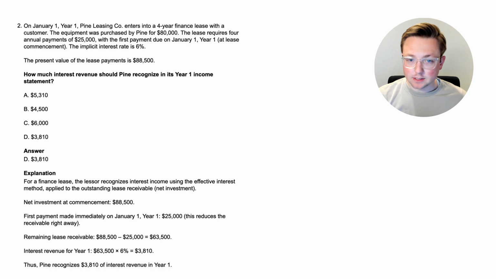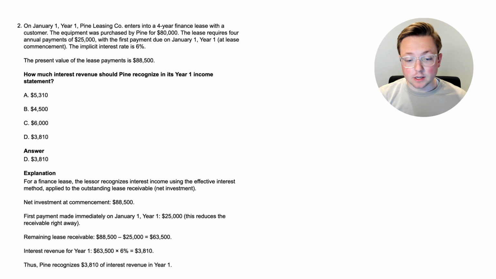For a finance lease, which is what this is, the lessor recognizes interest income using the effective interest method applied to the outstanding lease receivable or the net investment. So the net investment at commencement is $88,500. That's the present value of the lease payments at commencement. The first payment is made on January 1st, year 1, right at the very beginning of the lease. It's $25,000. And because it's right at the very beginning, it reduces the receivable by the full amount. There's no interest. It's all principal. So $88,500 less $25,000 is $63,500.